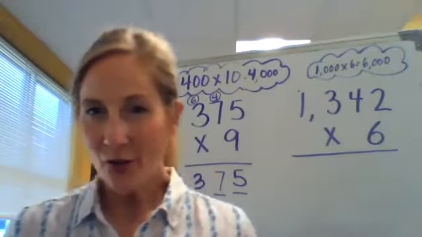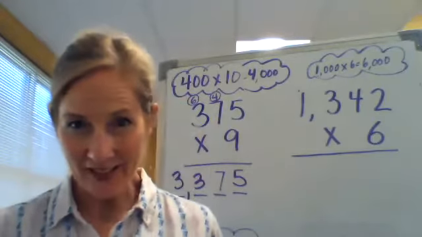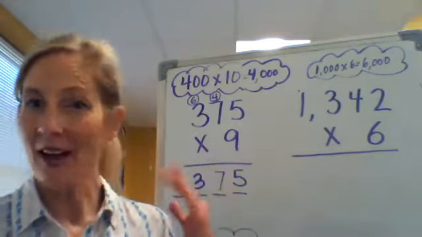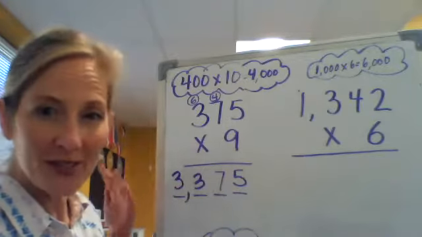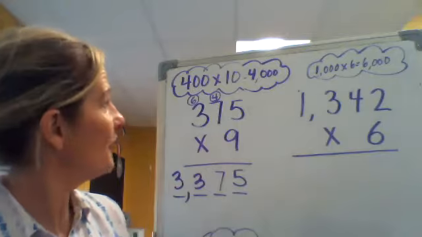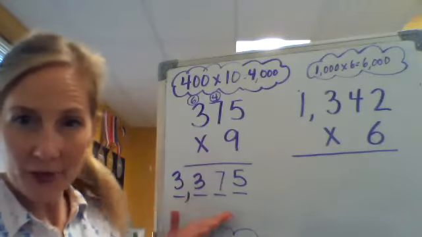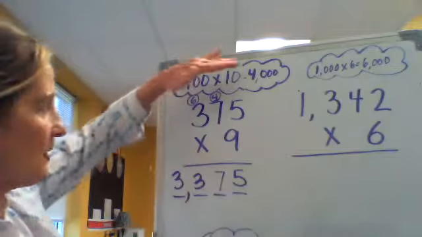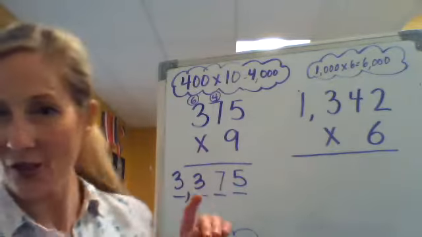Okay, fifth graders, let's go over the problems that you had in your math lesson today for a warm-up. 375 times 9. I estimated first, got 400 times 10, equaled up to 4,000. When I got 3,375 for my final product, I felt okay about that because it was fairly close to my estimation.